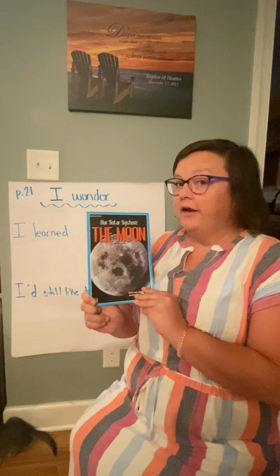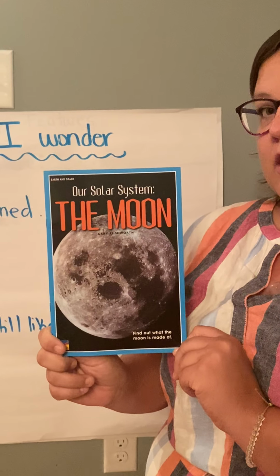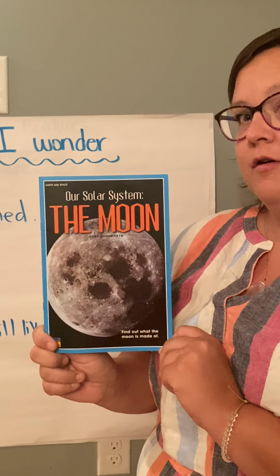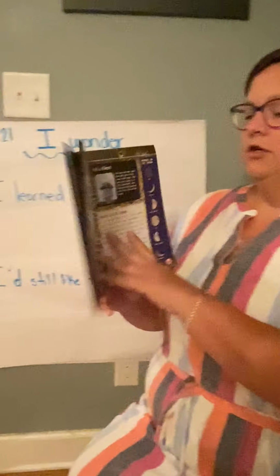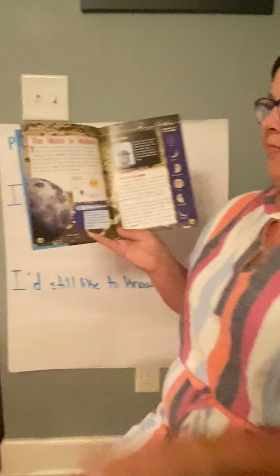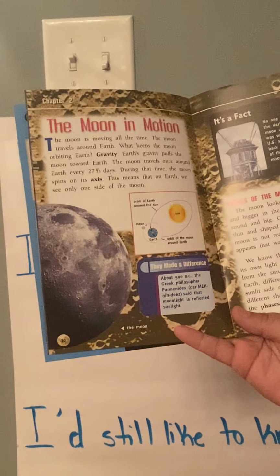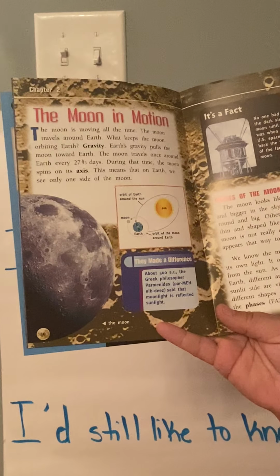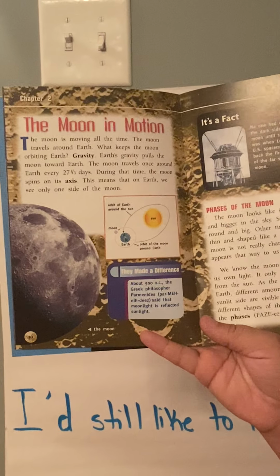We're going to continue reading in the book Our Solar System, the Moon. So if you want to go ahead and get that out of your box. And today we are going to start chapter 2. And chapter 2 is on page 10. And what's cool about this book is one of the text features is the table of contents at the beginning. All right, the moon in motion.